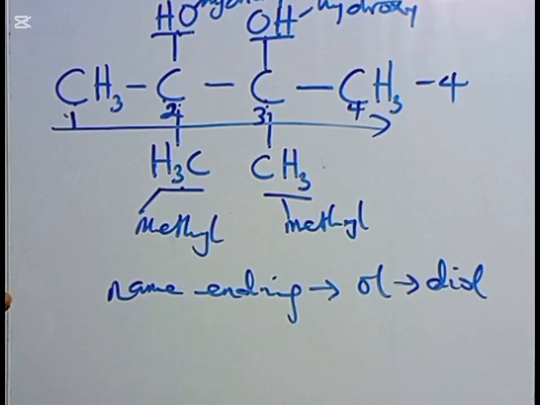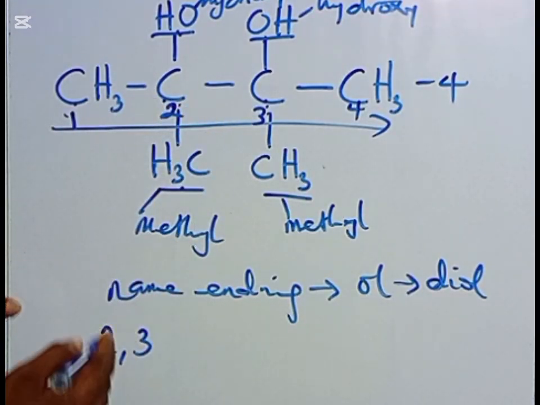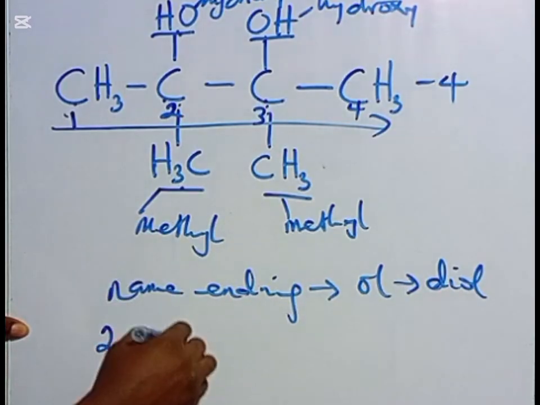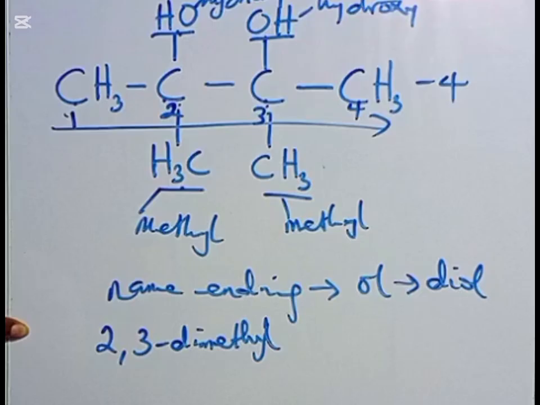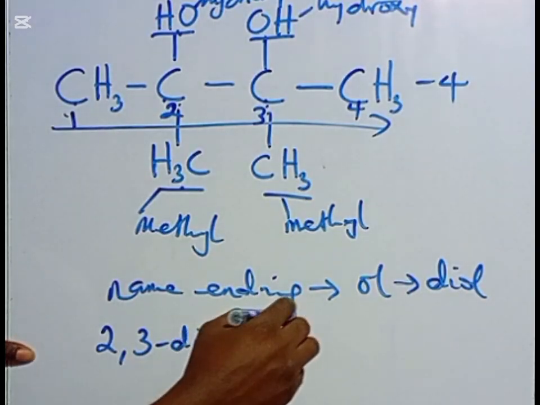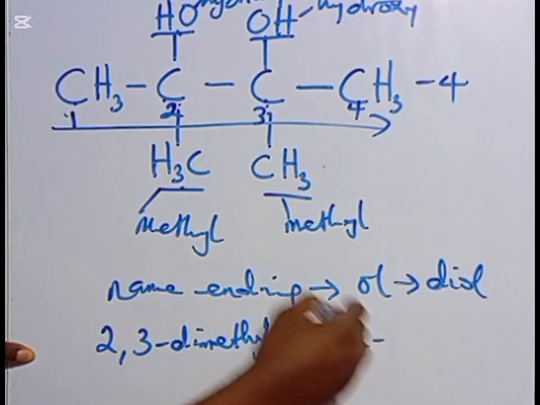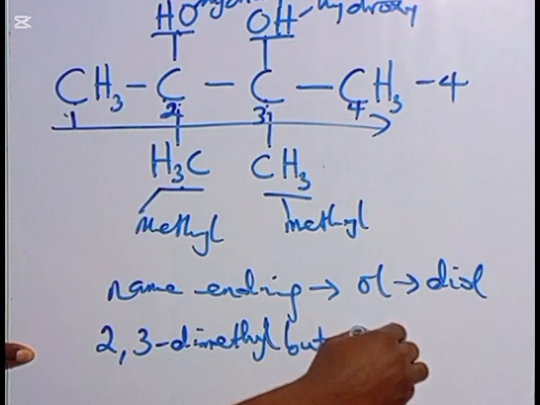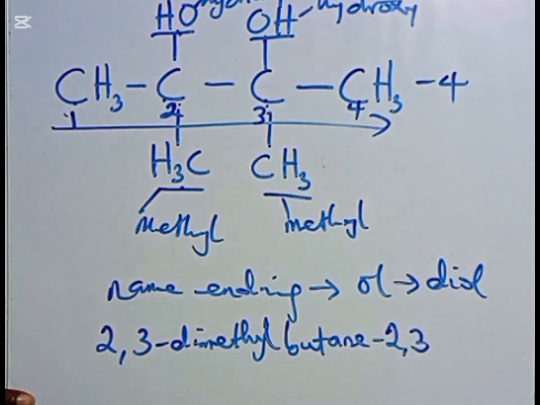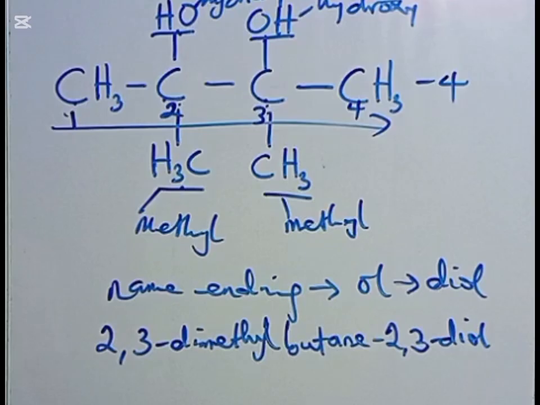Now to give it the name, let's start with these numbers. We have 2, 3, dimethyl. Dimethyl. Butan. The same positions the methyl occupies, the same positions the OH groups occupy. So that'll still be 2, 3 what? Diol. 2,3-dimethylbutane-2,3-diol is the name for this compound.